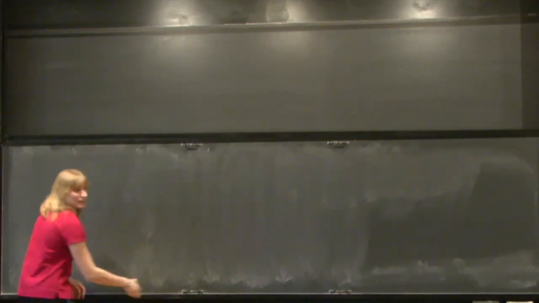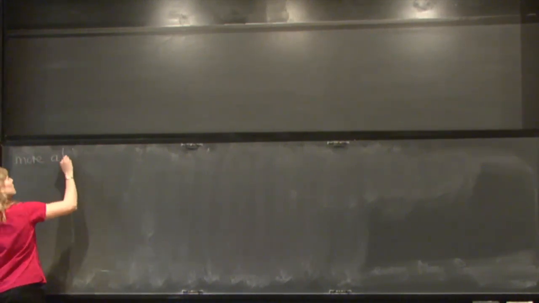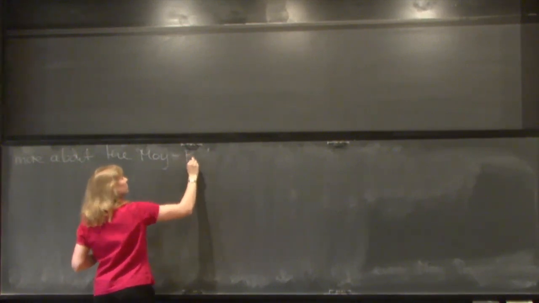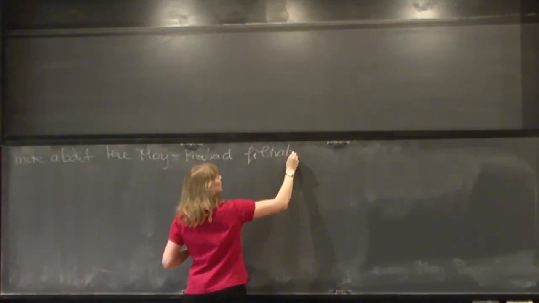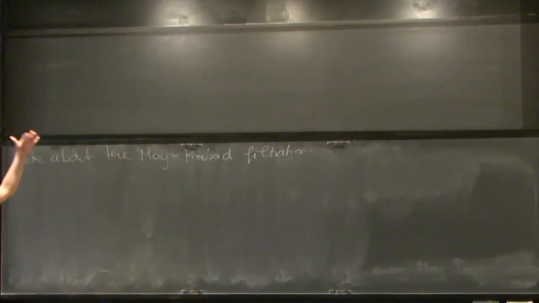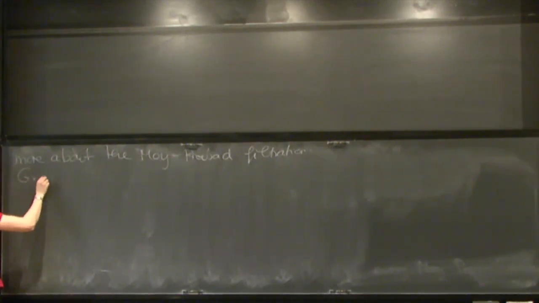So why is this Moy-Prasad filtration so nice? More about the Moy-Prasad filtration. So first of all, it's a filtration by compact open subgroups. You can understand the whole group by studying all the quotients, which are all some finite objects. But the nice thing about it is that there's a lot of structure to it.